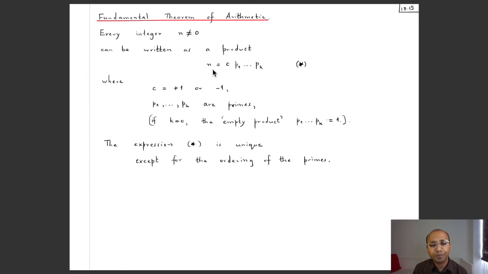And moreover, this expression is unique except for the ordering of the primes. Indeed, integer multiplication is commutative, so you can arrange these in any order you like, but other than that, this is unique. So the same primes will occur the same number of times. Let us now prove the fundamental theorem of arithmetic, and the plan today is just to prove the existence of this factorization, but next time we will also show the uniqueness.